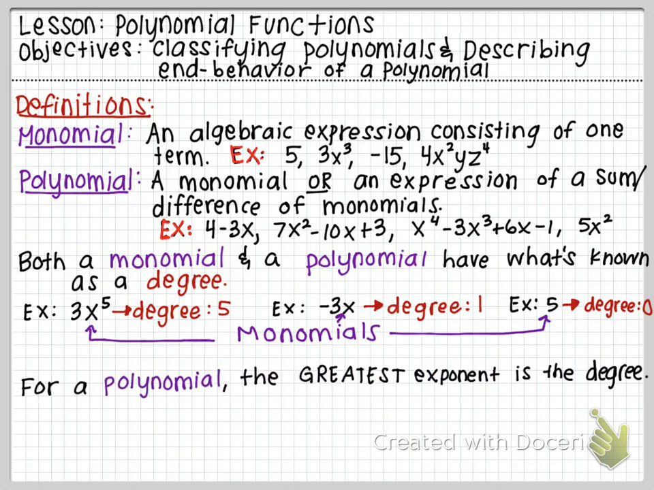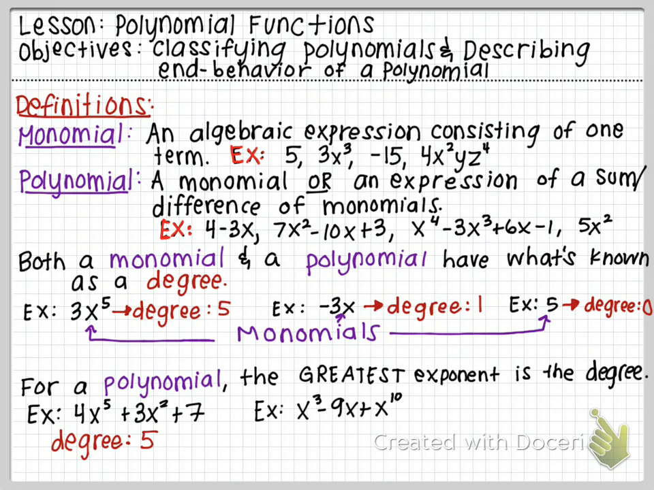For a polynomial, the greatest exponent is the degree. So if we have an example of 4x to the 5th plus 3x squared plus 7, what's the greatest exponent? Well, the exponents we have are 5 and 2, right? So out of those two, 5 is the greatest. So the degree is 5. Okay, x cubed minus 9x plus x to the 10th. The greatest degree here is 10, so our degree is 10.